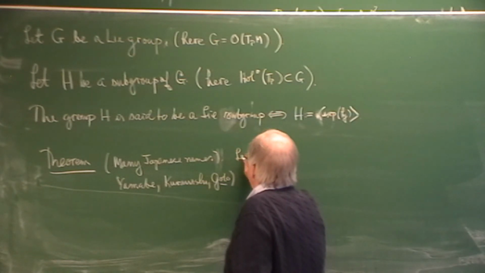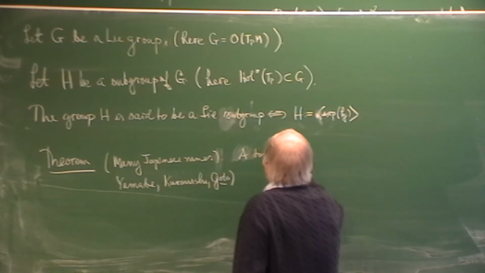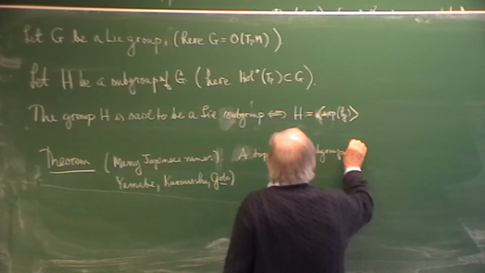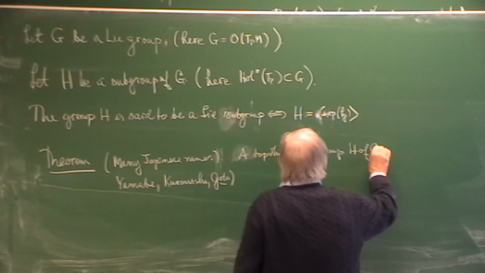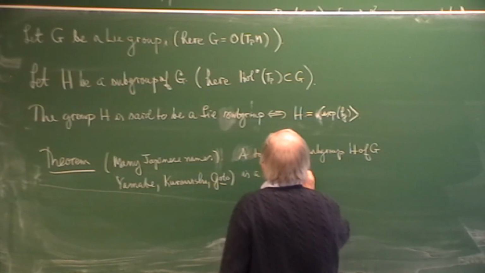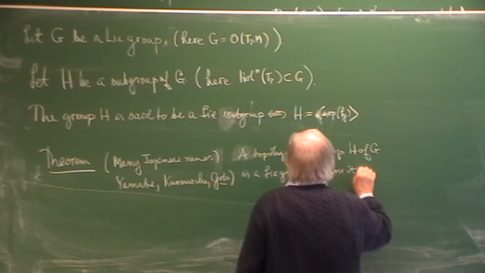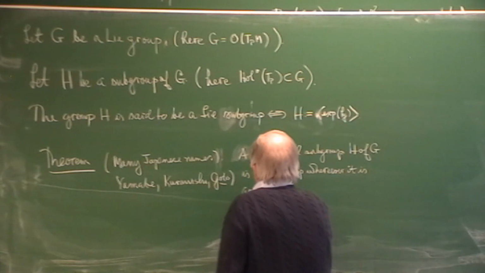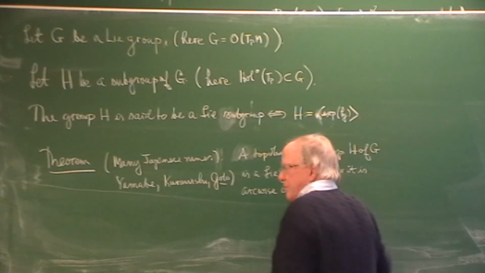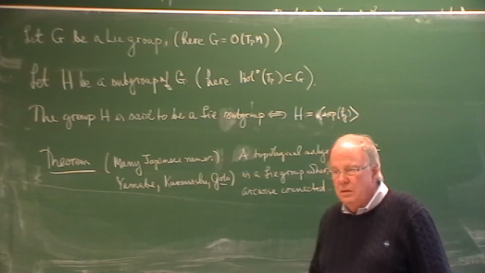So that a topological subgroup H of a Lie group G is a Lie group whenever it is arcwise connected. Arcwise connected is the same as path connected? That's what I mean by that, yeah.